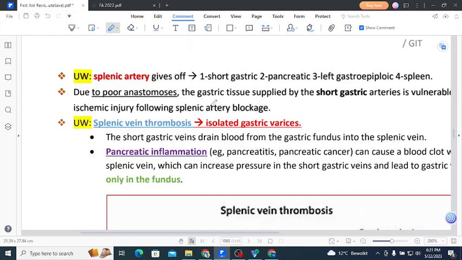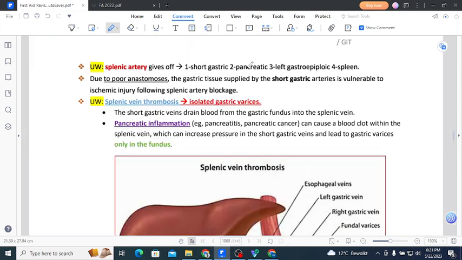Moving forward to the UWorld point over here, you can see the splenic artery gives off the short gastric arteries, the pancreatic artery, the left gastroepiploic artery and the splenic arteries. Due to the poor anastomosis, the gastric fundus supplied by the short gastric arteries is vulnerable to ischemic injury following splenic artery blockage. Then we have a UWorld point: splenic vein thrombosis leads to isolated gastric varices. Okay, so whenever there is portal hypertension, we have varices.